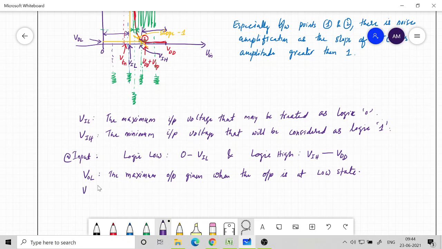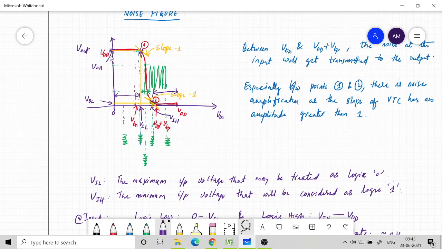Similarly, VOH is the minimum output voltage corresponding to the high state. You can see that VOL is very close to 0 volt, and VOH is very close to VDD. So that is a good approximation. Both are very close.